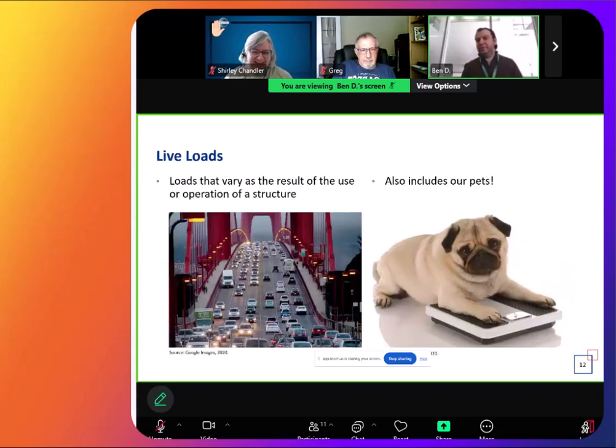Live loads, again, very simple. Those are moving, so cars on a bridge. If you have pets that run around the house, if you run around the house, you're a live load, and engineers have to keep that in mind when designing any structure.